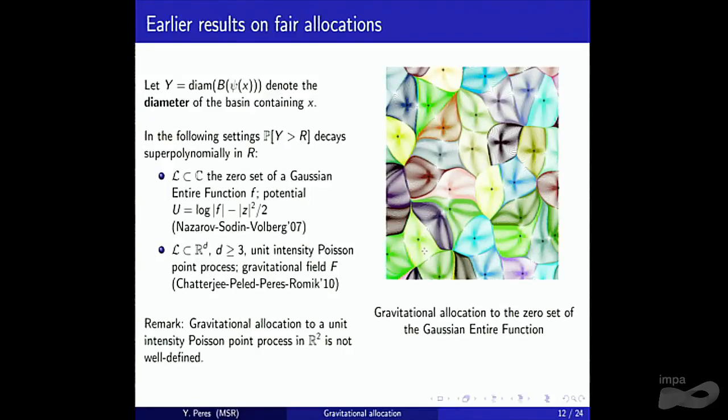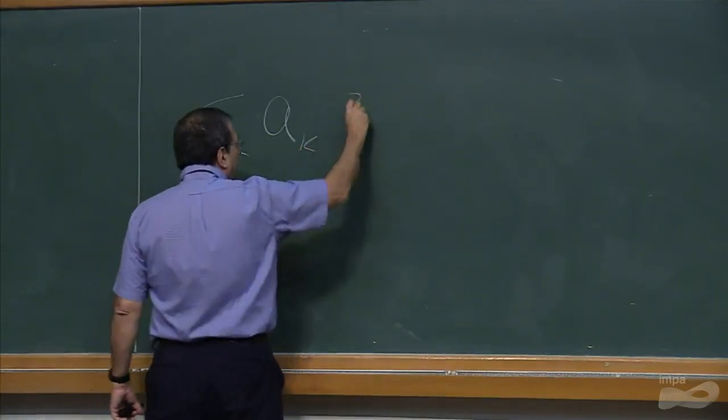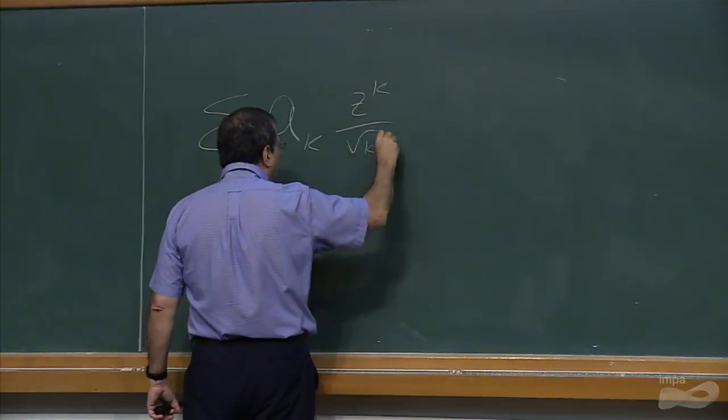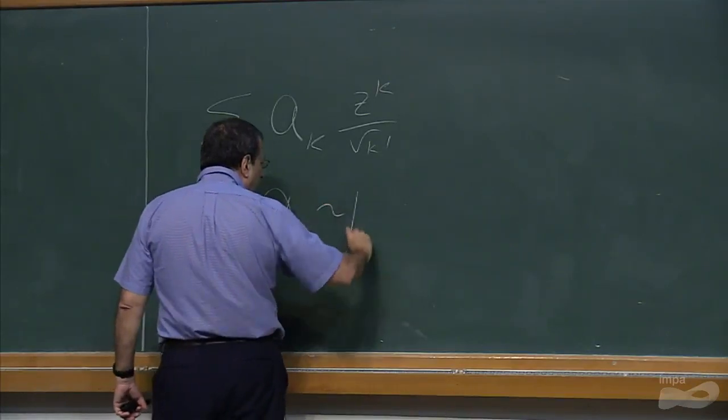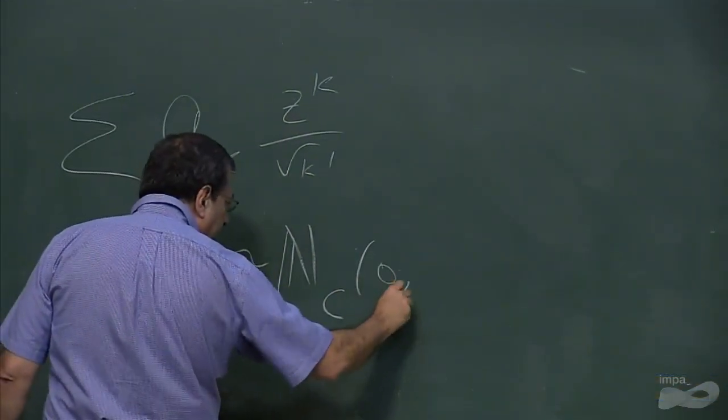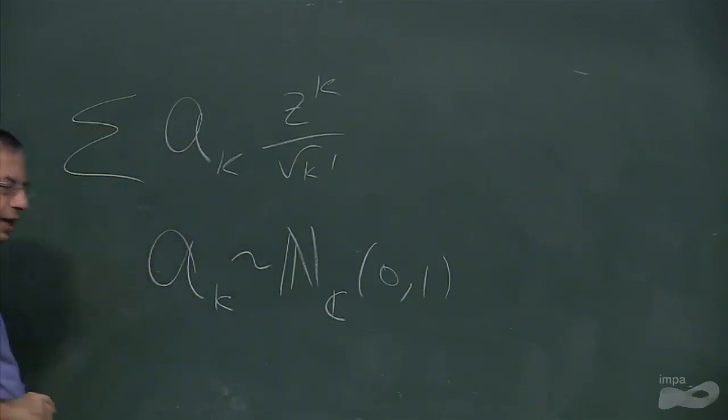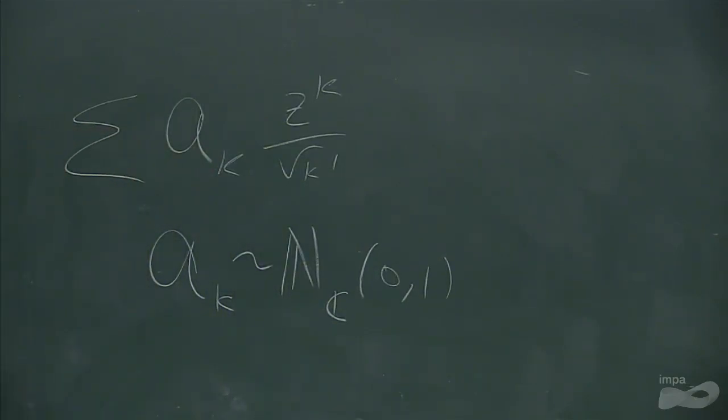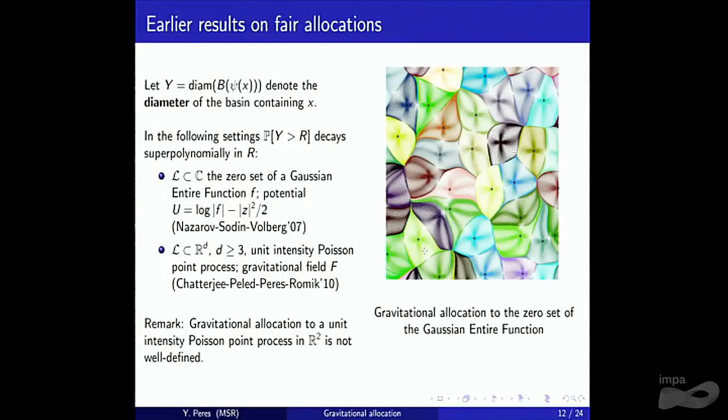It's the sum of a_k z to the k over root k factorial, where the a_k are independent standard complex normal variables. So again, each a_k is an independent Gaussian variable in 2 dimensions, so the real and imaginary parts are both independent normals. And then you look at this series, the sum from 0 to infinity. And here's a beautiful fact: the zeros of this function have a translation invariant distribution in the plane. And this you can find from looking at the covariance function.